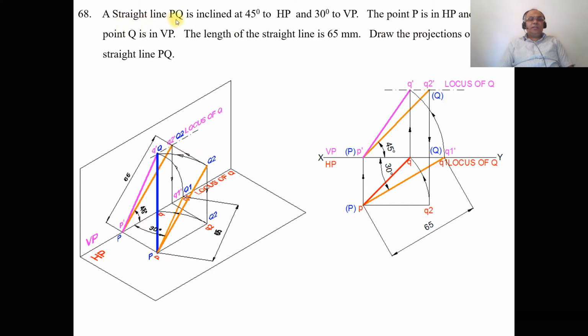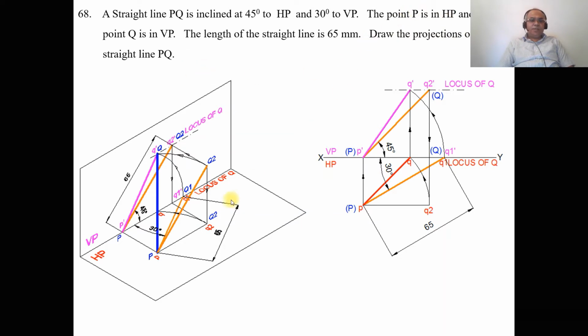A straight line capital PQ is inclined at 45 degrees to HP and 30 degrees to VP. The point P is in HP and the point Q is in VP. The length of the straight line is 65 mm. Draw the projections of the straight line capital PQ.